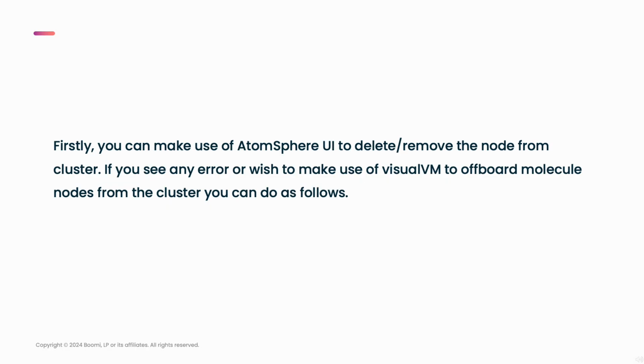As a first step, you can try to make use of the Atomsphere UI platform to delete or remove the node from the cluster. You will see a delete option just on the right side of each node where you can try to do that. If you still see an error or wish to make use of VisualVM to offboard the molecule nodes from the cluster, you can go ahead with this video.